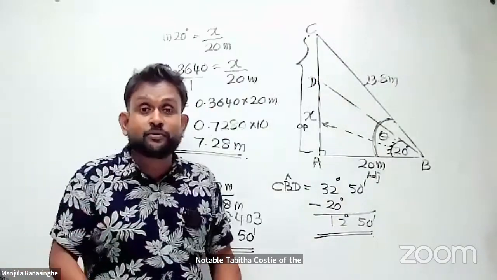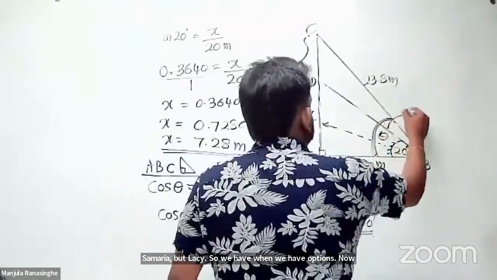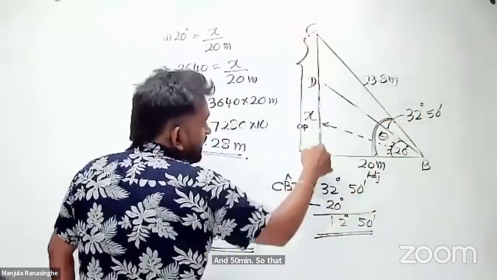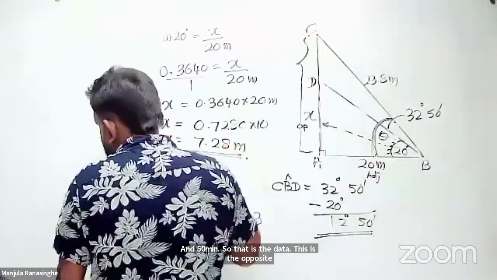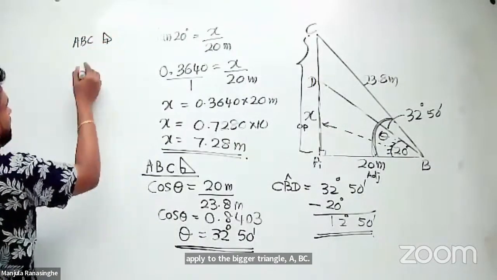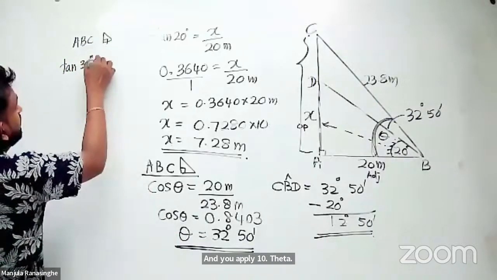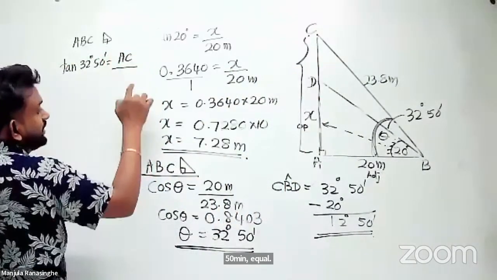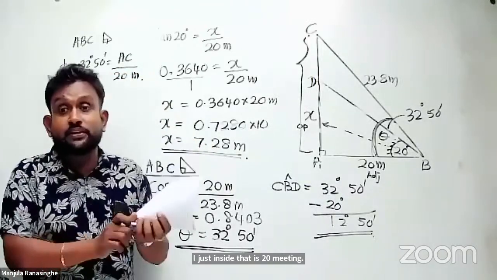So when we have options, now you see that theta is known. What is the theta? 32 and 50 minutes. This is the opposite side AC, and the adjacent is 20. So you apply it to the bigger triangle ABC and use tan theta. Tan 32 degrees 50 minutes equals the opposite side AC over the adjacent side, that is 20 meters. Now for tan 32 50, you apply the value.